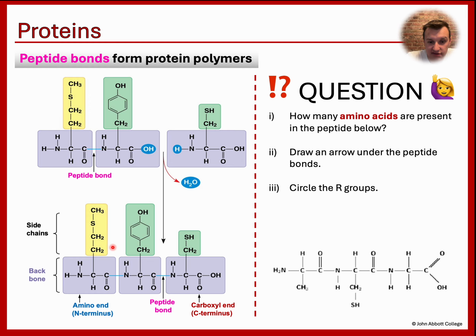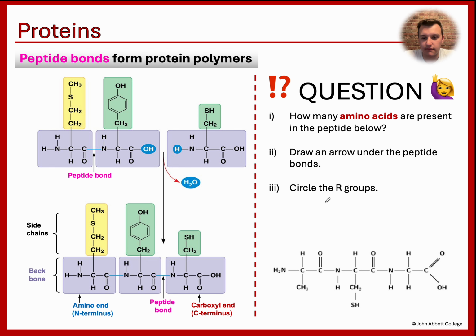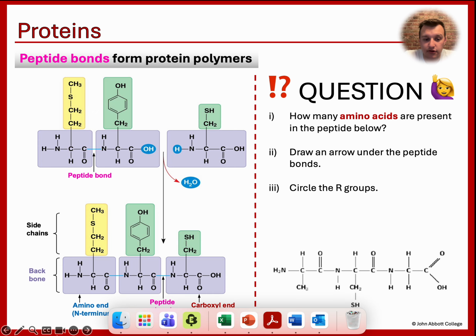And you see that all the side chains are over here, and you see all the backbones, and you see 2 peptide bonds, right? So let's take a look at this question. Pause the video and fill out this question over here. Alrighty. How many amino acids are present in the peptide below?